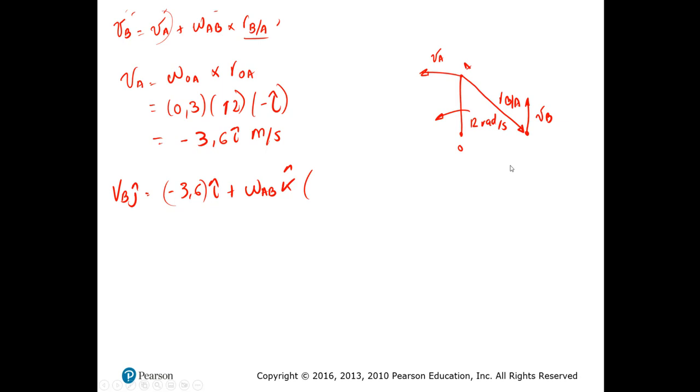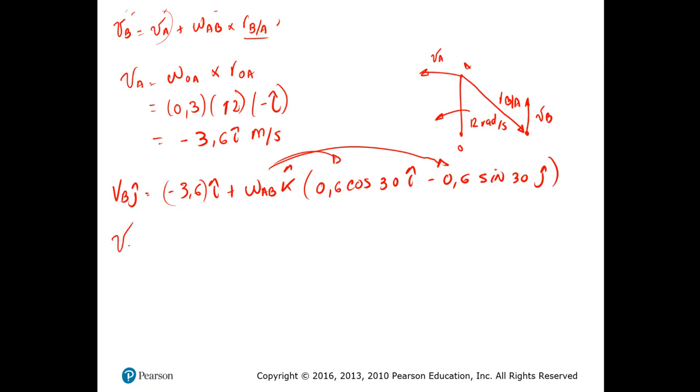We can start building that particular one, but I will not get into that. I will just put in the values. So it's 0.6 multiplied by the cosine of 30 in the i direction, minus 0.6 multiplied by the sine of 30 in the j direction. What is important here is that you have to apply the cross product for each one of them. That means you need to do the cross product of k with i, and k with minus j. It's very important that you keep track of that, because if you don't, you will get an answer that you're not looking for.